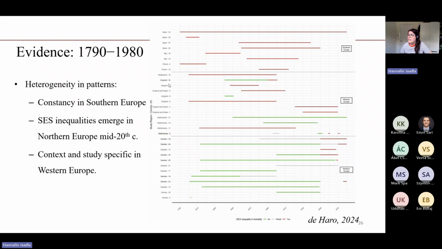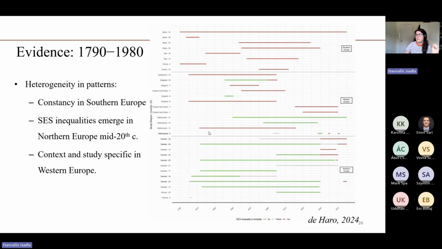Each row is a different study, and we have Southern Europe, Western Europe, and Northern Europe. The green lines would mean it's a study period and there's no SES gradient in mortality, and the red means yes, there is an SES gradient. So there are interesting patterns here, that most studies on Southern Europe throughout these different periods have shown socioeconomic gradients in mortality.